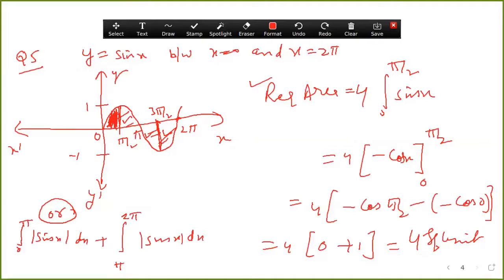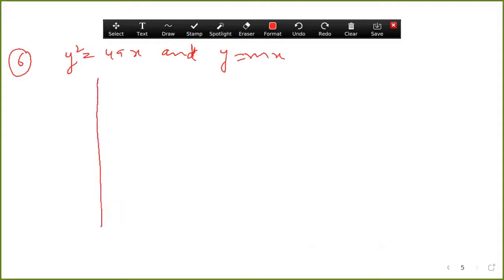Next we will do question number 6. Question number 6 is: find the area enclosed by the parabola y square is equal to 4ax and the line y is equal to mx. Now plot the graph. Parabola and line are there. What type of parabola is this one?